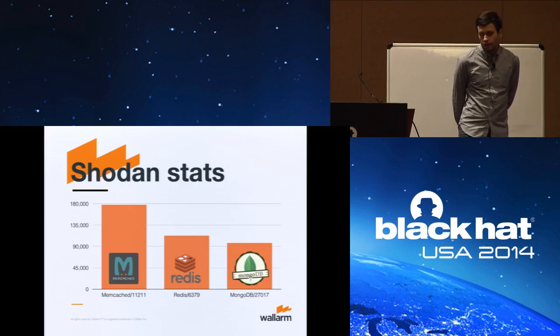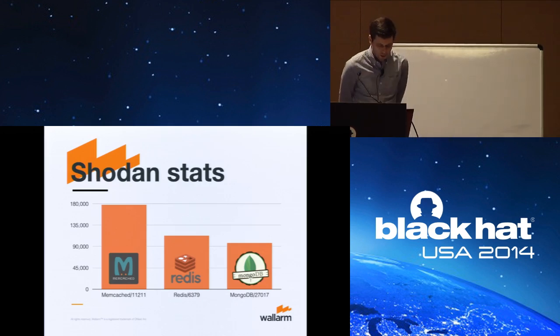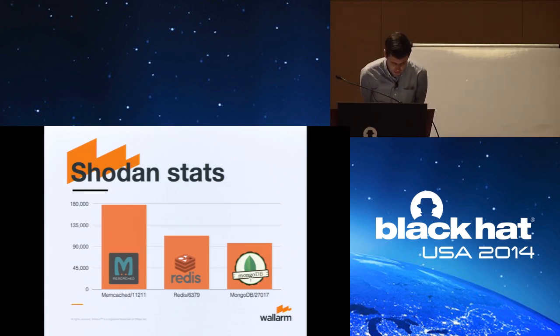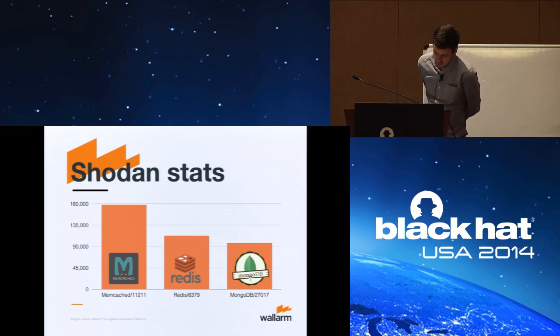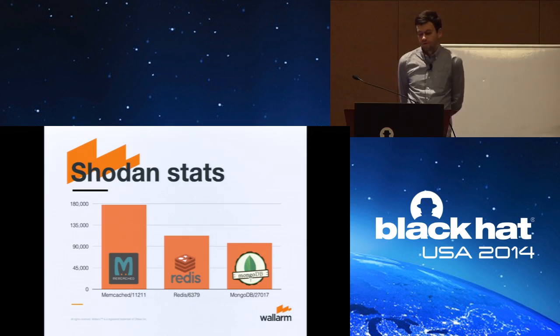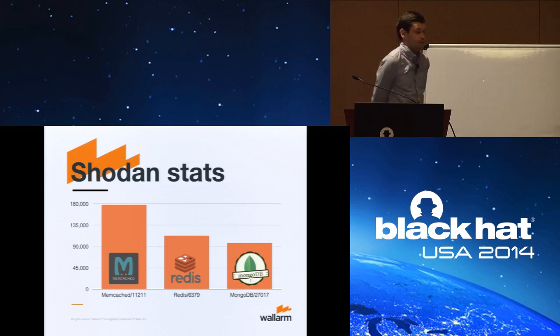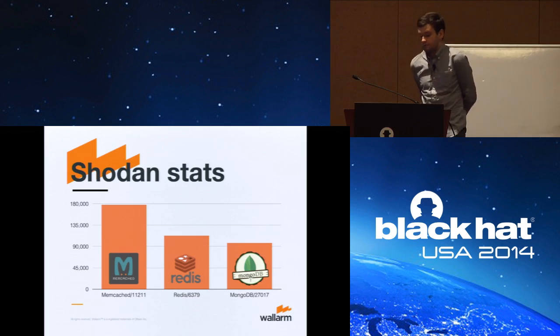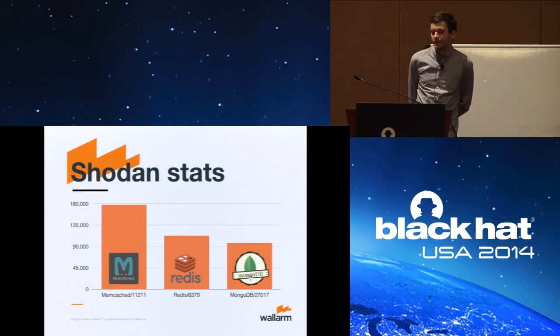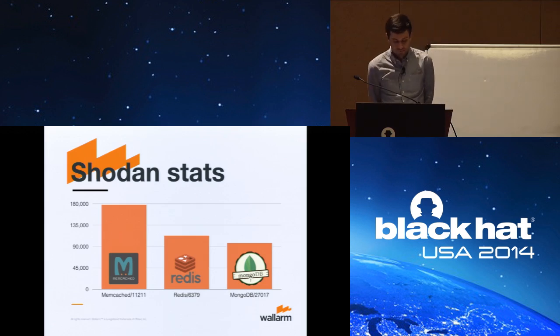Some short stats about Memcached. I used Shodan, I think you know what it is, to understand how popular Memcached is. You can see on this slide that in the wild internet you can find, by Shodan, 118,000 open Memcached ports. It's really bad because Memcached typically has no authentication. Modern versions of Memcached have SASL support, but I think 90% of these open Memcached servers are unprotected. It's more popular than Redis and MongoDB, as Shodan told us.